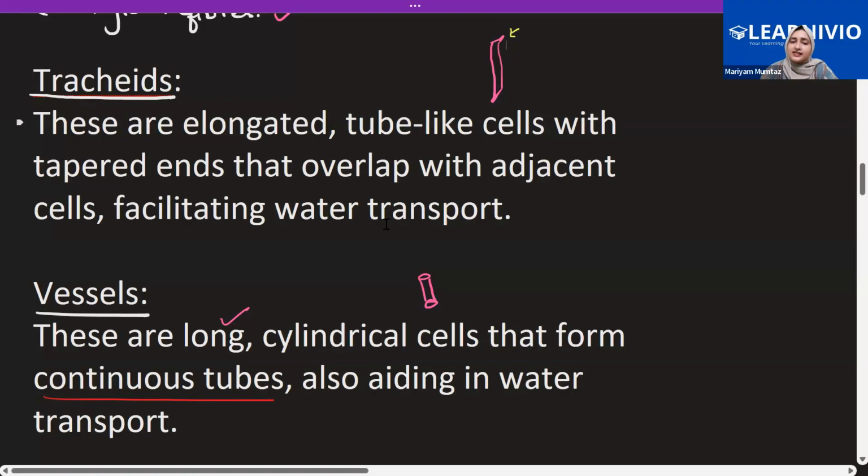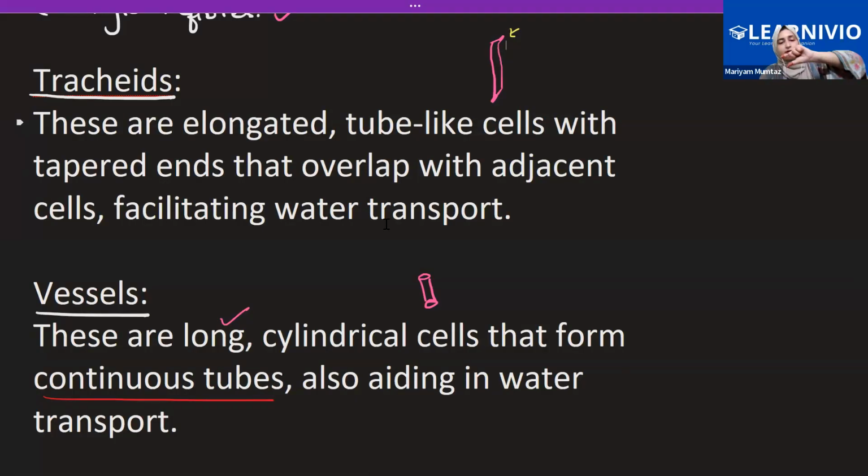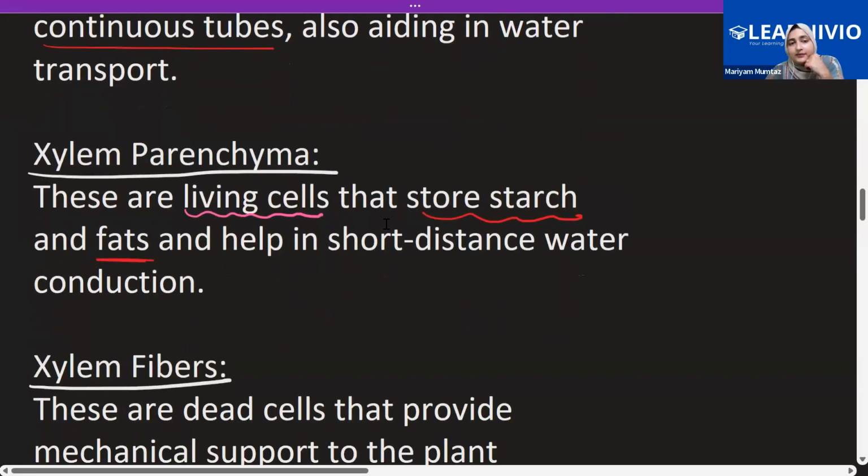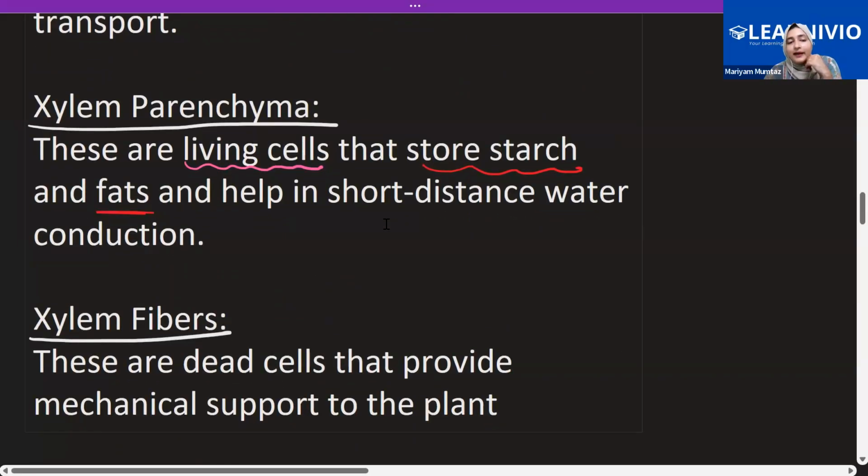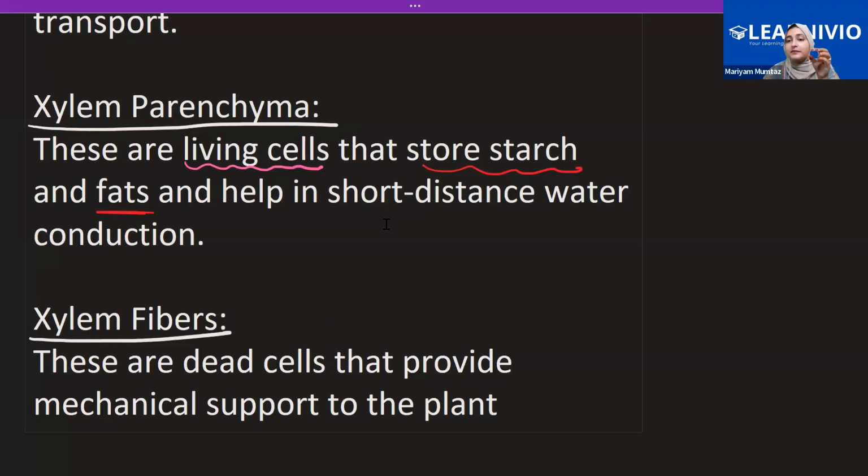Whereas when we talk about the vessels, they are cylinder-like cells. Again, they help in forming a channel so that water can be transported through it. Then comes the xylem parenchyma. Now, xylem parenchyma are living cells that store starch and fat molecules, and they help in short distance water conduction. For short distances, the xylem parenchyma will conduct the water, as well as be responsible for the storage of starch and fat molecules.